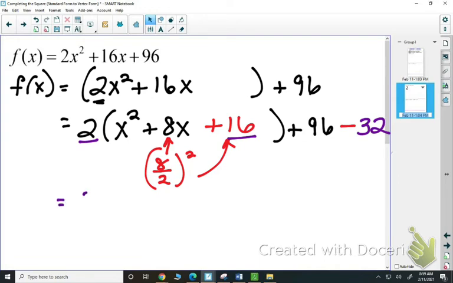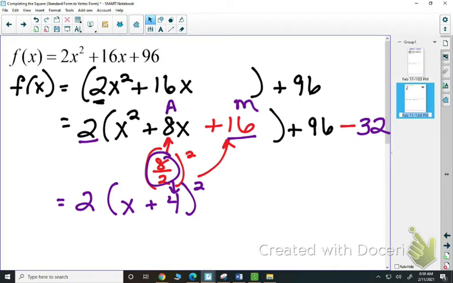Okay, so if I continue this, I've got 2, and then I'm going to have x plus 4 quantity squared. Again, I can get the 4. 8 divided by 2 is 4, or I can think what multiplies to give me 16 and adds to give me 8. That's going to be 4 and 4. And then out there, I have 96 minus 32, which is 64.